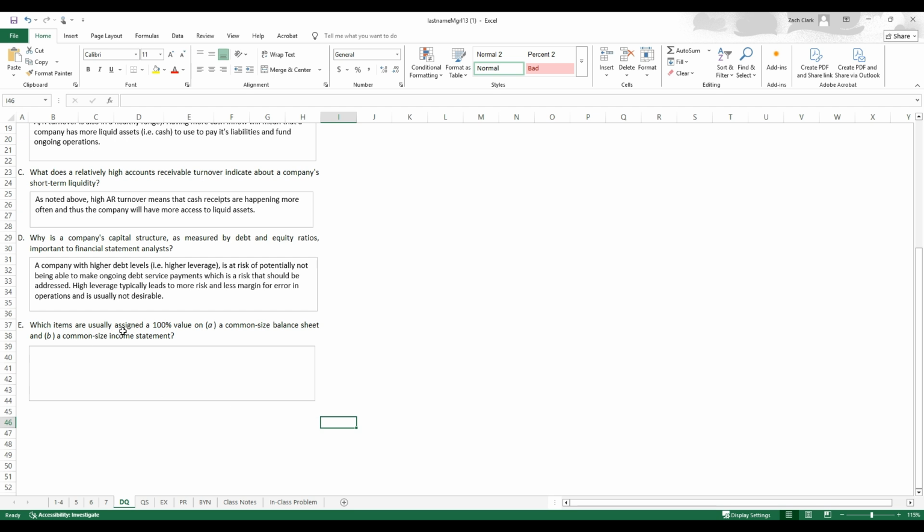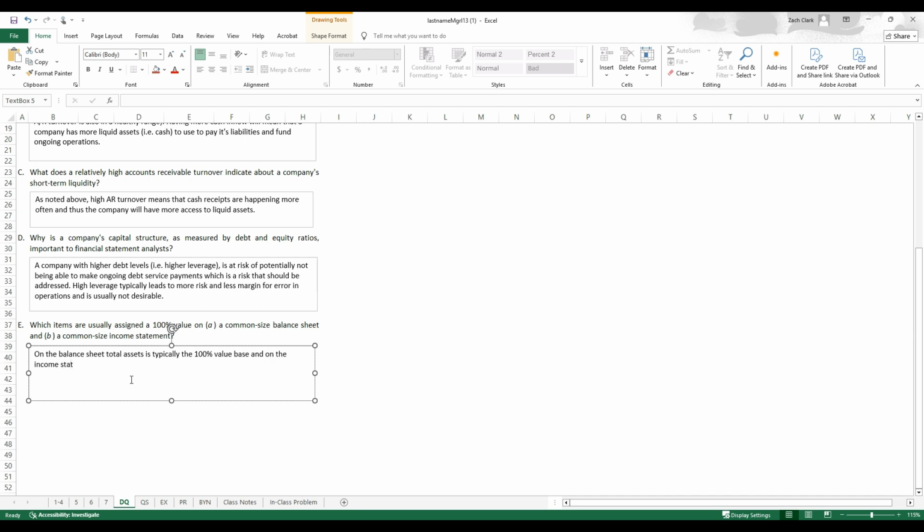Okay, which items are usually assigned a 100% value on a common size balance sheet? So we'll just say on the balance sheet, total assets is typically the 100% value base, and on the income statement, it is typically sales, net sales, revenue, etc.